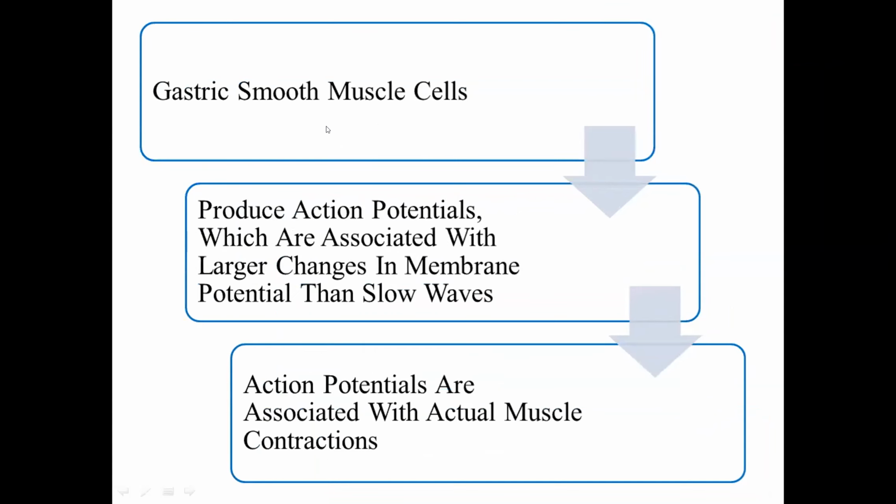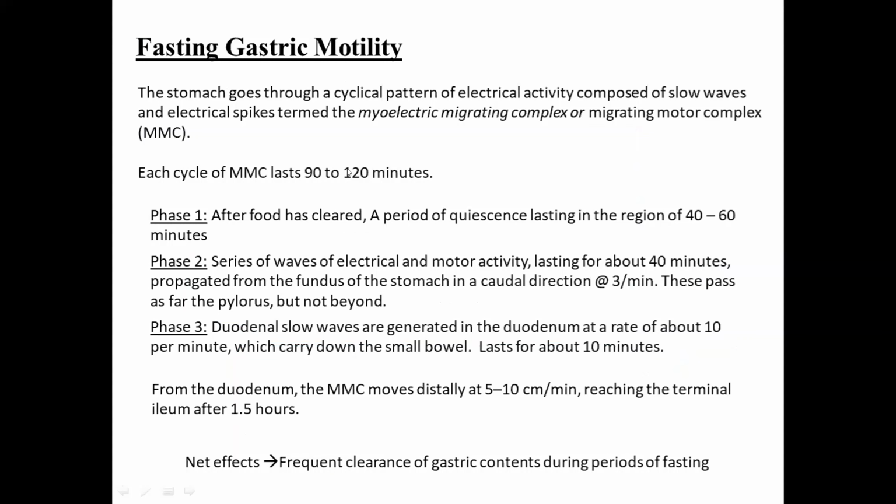Second is the stimulus from the gastric smooth muscle cells that produce action potentials, which are associated with larger changes in the membrane potential than slow waves, and action potentials are associated with actual muscle contraction. These together function to produce what is known as the migrating motor complex or the myoelectric migrating complex. Now, the stomach goes through a cyclical pattern during fasting gastric motility, and the net effect of this is clearance of the gastric contents during the period of fasting.